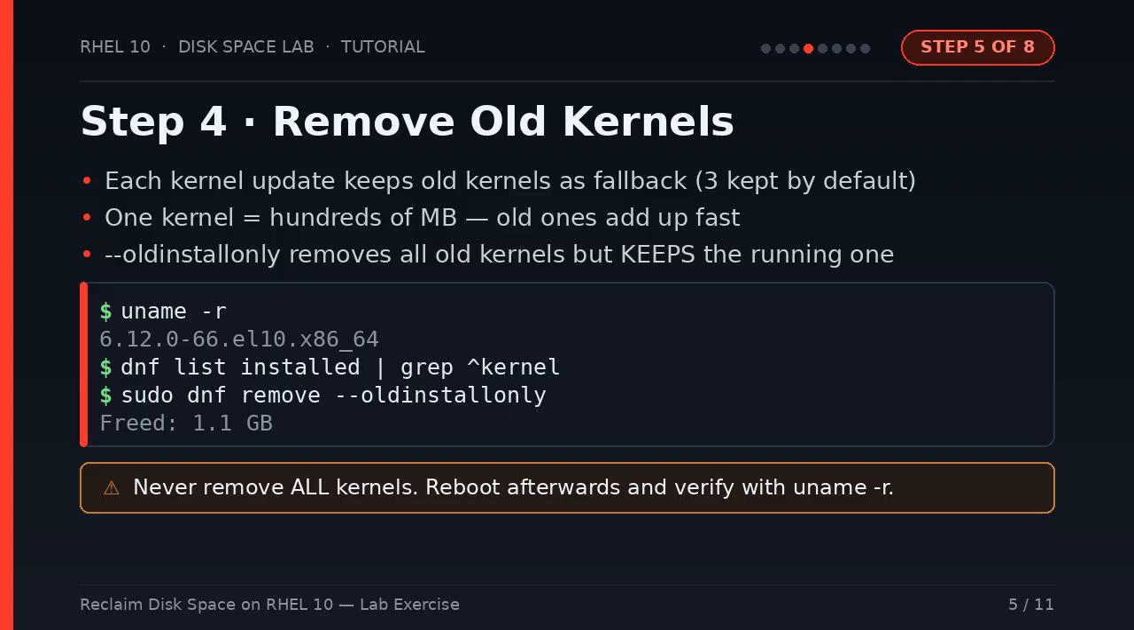To remove the old kernels safely, Red Hat provides a simple one-liner. dnf remove --oldinstallonly. DNF keeps the currently running kernel and removes all the others. In our lab, this freed over 1 gigabyte. After the removal, reboot the server and confirm it boots normally with uname -r. Important, never remove all kernels. Always keep the running kernel and ideally one spare. This step is one of the biggest wins on a server that has been updated many times.